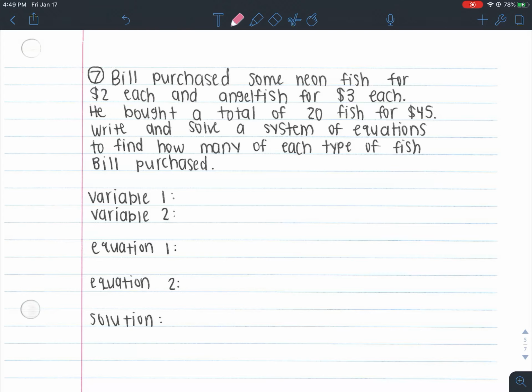Well, let's start off with our first variable. We know that we're talking about 2 types of fish here, and we're asked to find how many of each type of fish we've purchased. Usually when they've asked us that, that's really telling us what we want to find for our variable. So our first variable is going to be x, and I'm going to call that the number of neon fish. And y is going to be the number of angel fish.